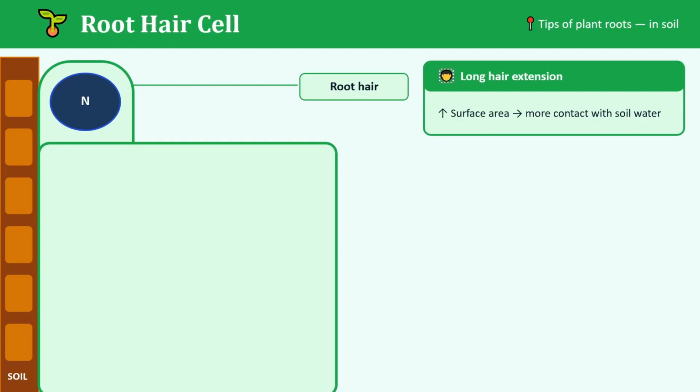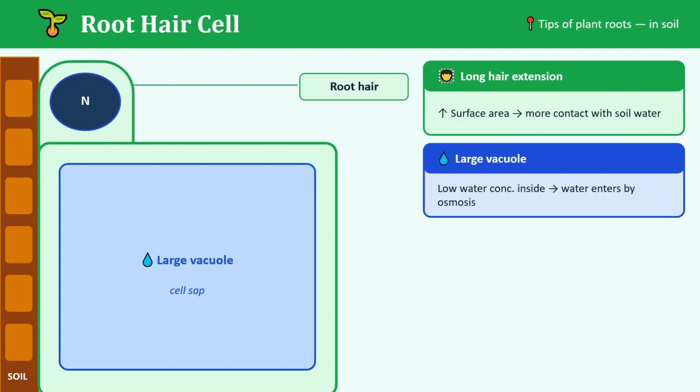Inside the cell body, notice the very large vacuole. This vacuole contains cell sap. Cell sap has a lower water concentration than the water present in soil. Because of this difference in concentration, water moves from soil into the cell by osmosis. We will study osmosis in detail in the next chapter, but for now, just know that water moves from the higher concentration where there is more quantity of water towards a lower concentration where there is less quantity of water. So water is moving from the soil inside the cell. Now a very important exam point.